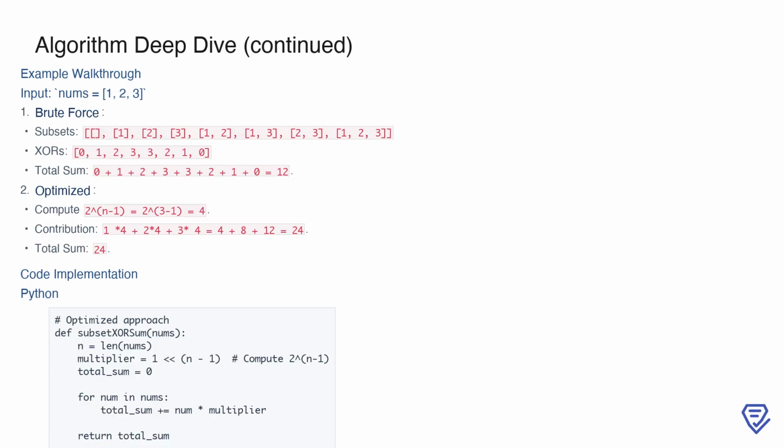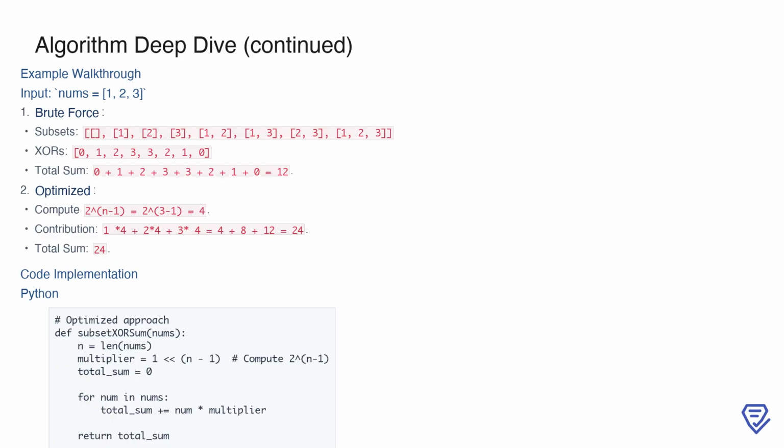In contrast, the optimized approach calculates 2^(3-1) equals 4 and determines each element's contribution directly. 1 * 4 plus 2 * 4 plus 3 * 4 is equal to 4 plus 8 plus 12 equals 24. The result from the optimized approach is 24, highlighting its efficiency and accuracy.